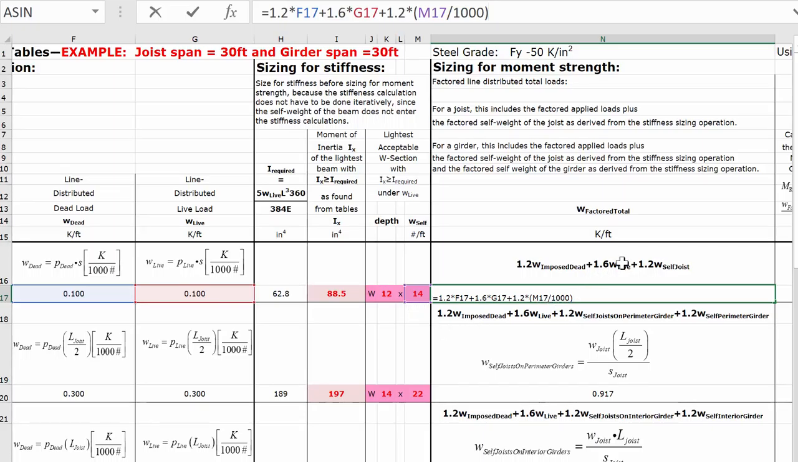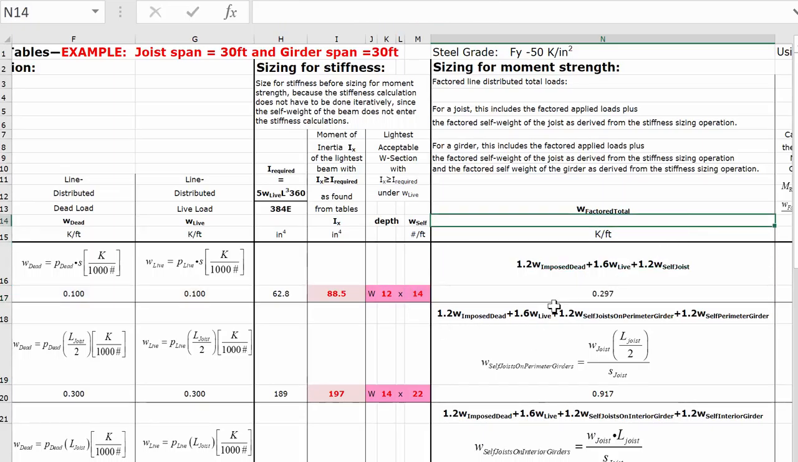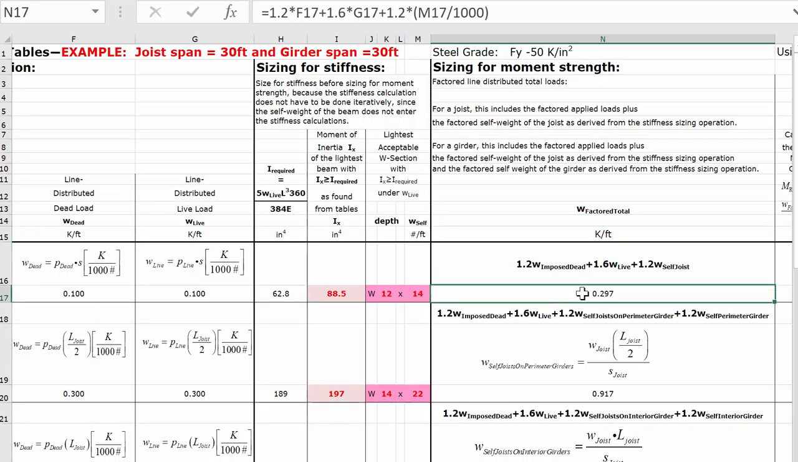So that's our formula, and I'm going to click up here. So now that's the number that we get, which is 0.297 kips per foot. So that's this formula right here converted into the language that Excel understands.